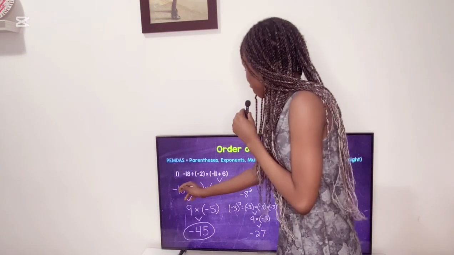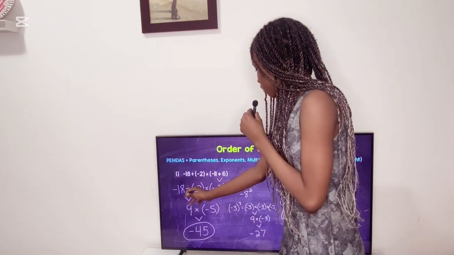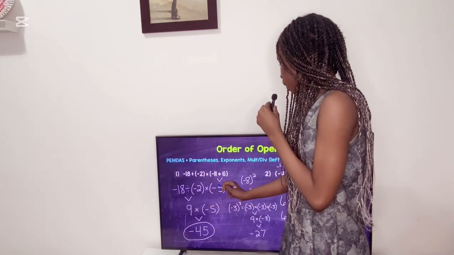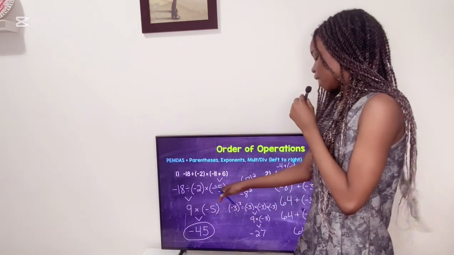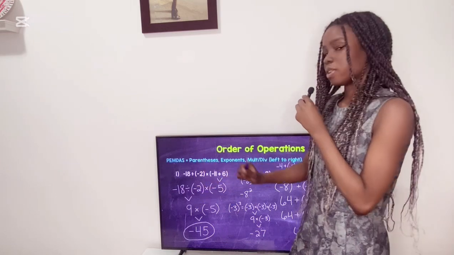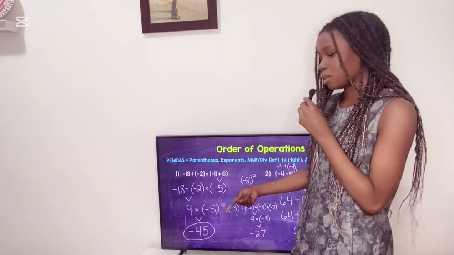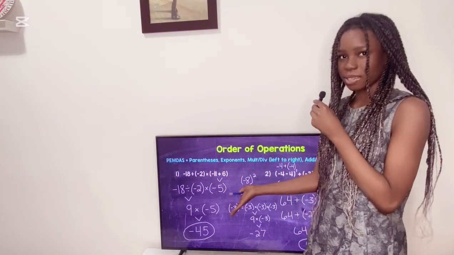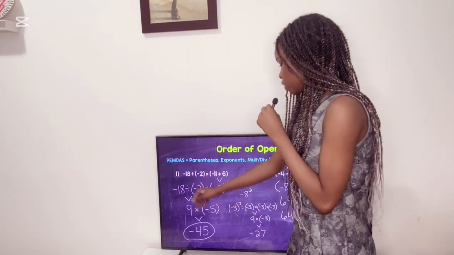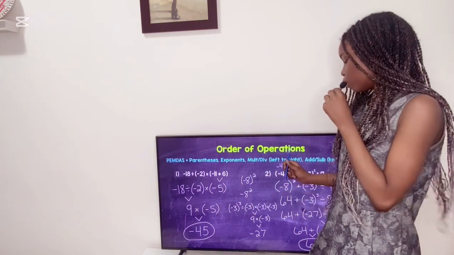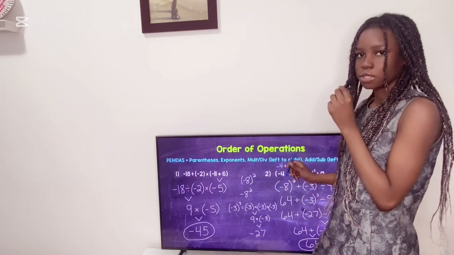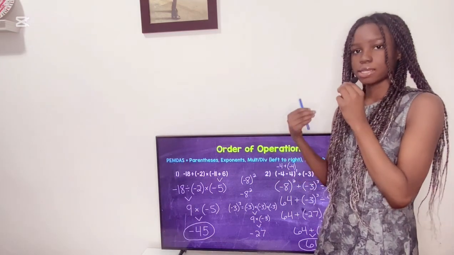All right, so we bring down the ones we haven't used: negative 18 divided by negative 2 times negative 5. We can't take these two even though they're parentheses, because, like I said, what are we dividing or subtracting or multiplying by? So we have division here and multiplication, but they're on the same level, remember? So we have to work from left to right.